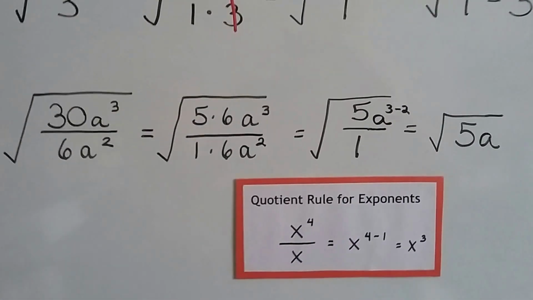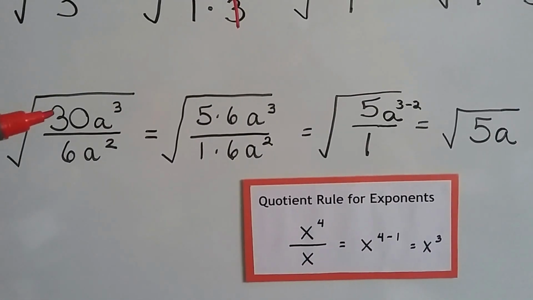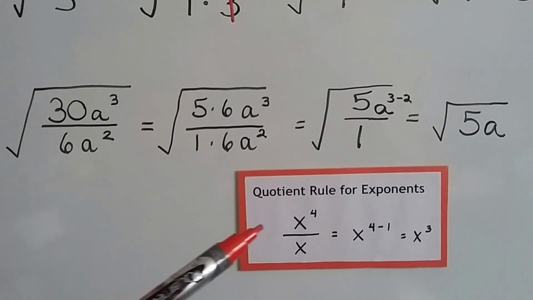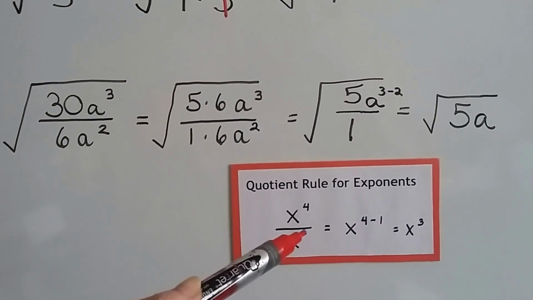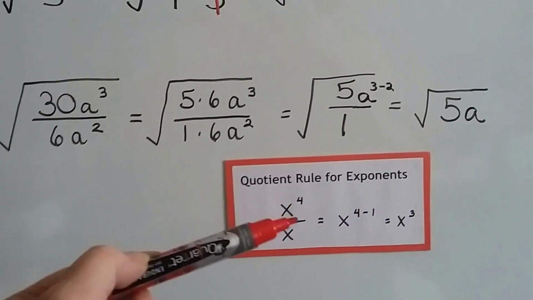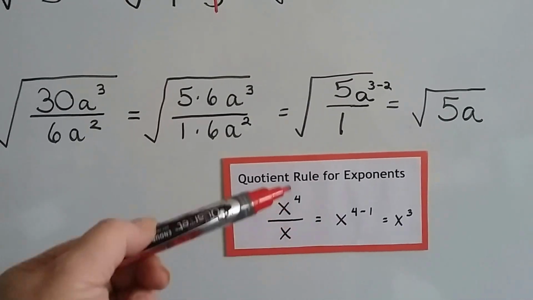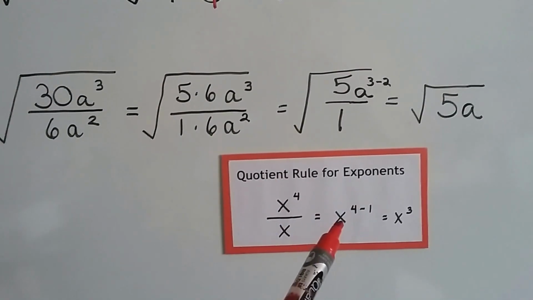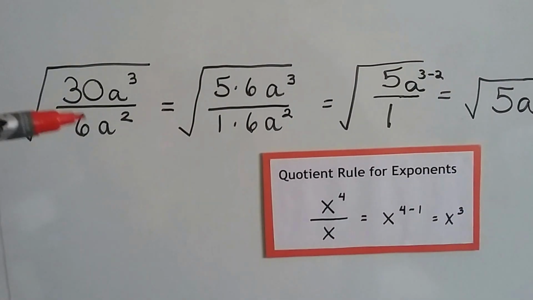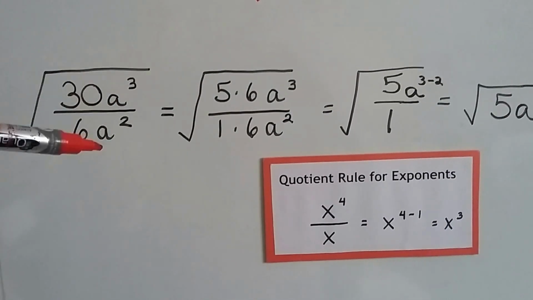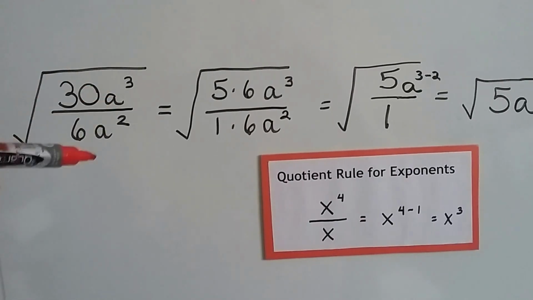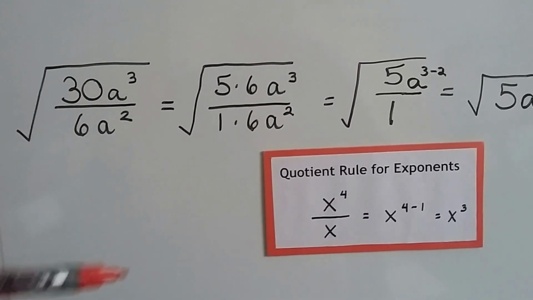Let's try it with variables. We've got the square root of 30a to the 3rd power over 6a to the 2nd power. Now remember, the quotient rule says, like there's a little invisible 1 by this x, isn't there? So that would be x minus 1, because the quotient rule says to subtract exponents when we're coming down. So that would be x to the 4 minus 1, or x to the 3rd, see? So because these are both a, we can subtract these. If that was a b, we couldn't do it. They've got to both be the same variable, the same base, okay?